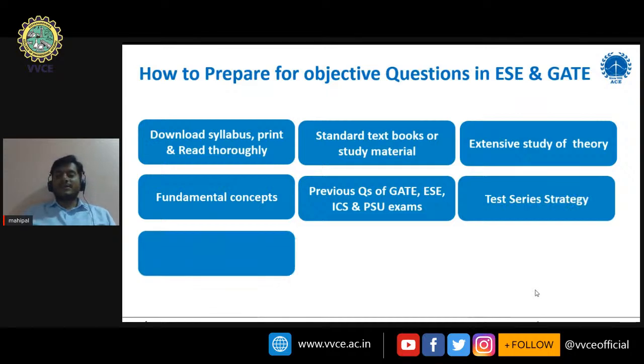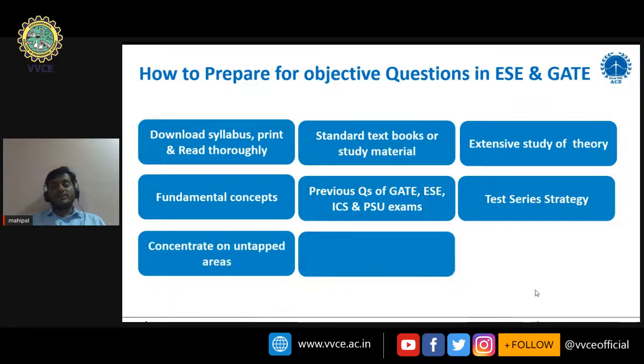Then pick up a standard test series like ACE Academy's test series. Solve test by test: subject tests, mock tests, grand tests, all these things, one after another. The test series is going to give you one good advantage. It will tell you where you're making mistakes, and it will also suggest how to avoid those mistakes. That's the beauty of a test series.